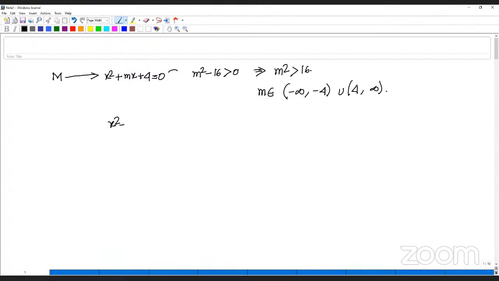So the next one is basically x square minus nx plus 1 equal to 0, right? So b square is n square minus 4ac, which is 4. It is greater than 0. n is minus infinity to minus 2 union 2 to infinity. Yes, that part I'm able to get, and the last one I'm not.